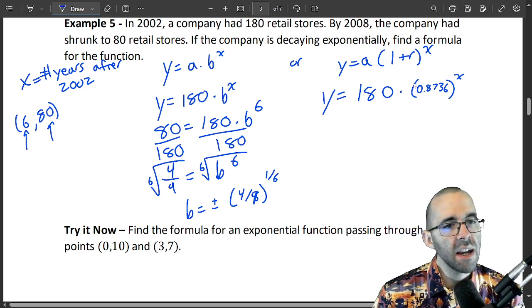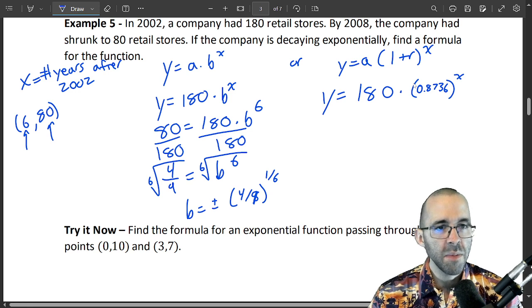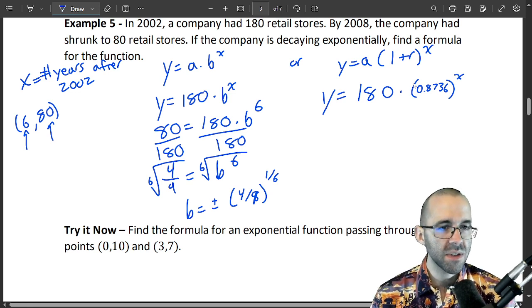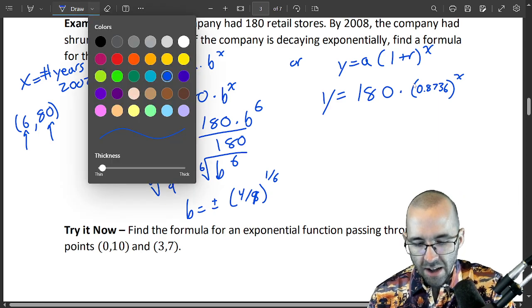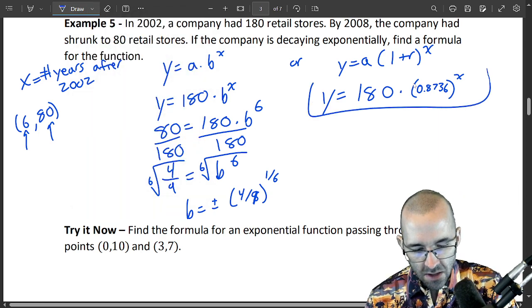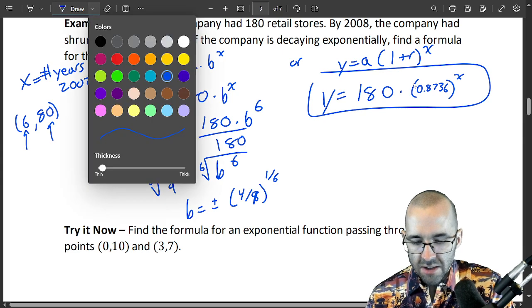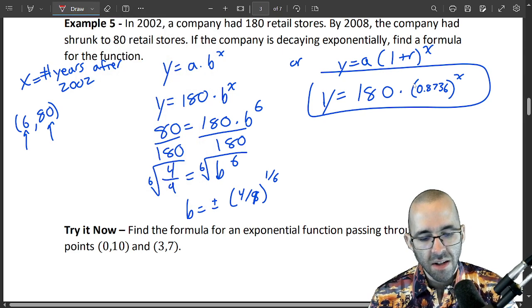Okay, so what does this say? This says that this company is basically shrinking by 13% every year. How did I get that? So this is our answer. I say the company is shrinking by about 13% every year.